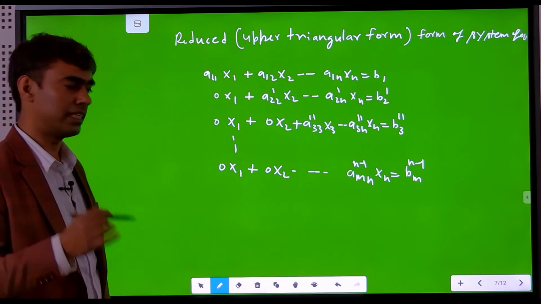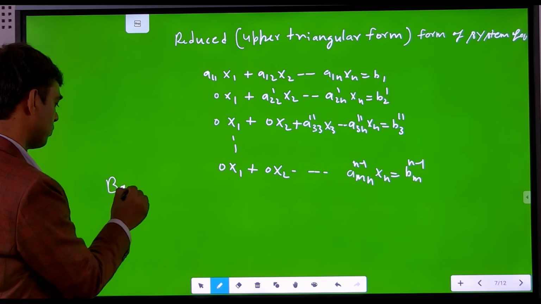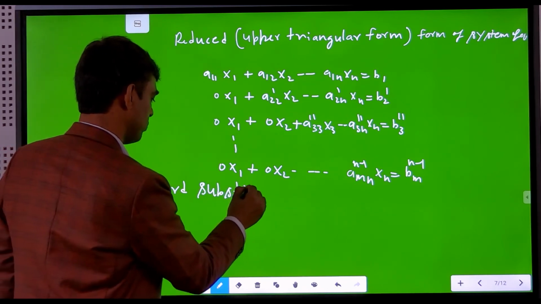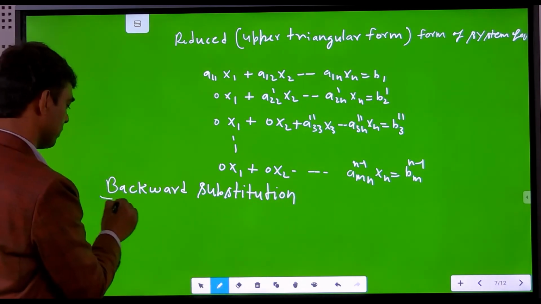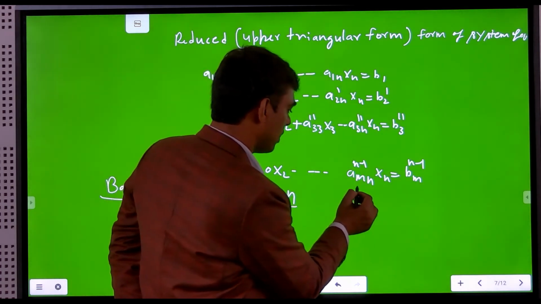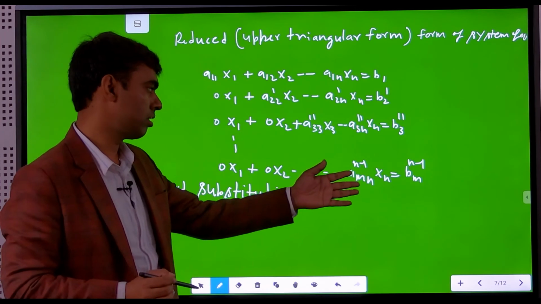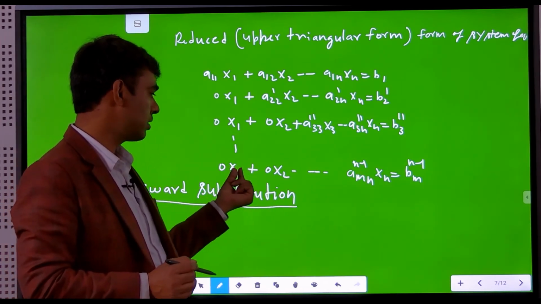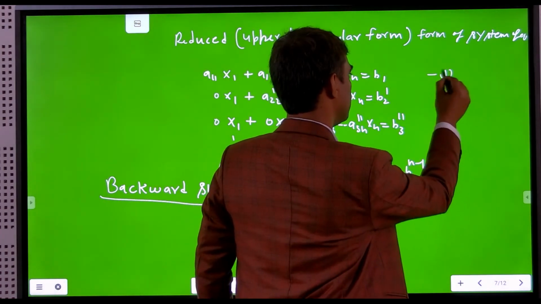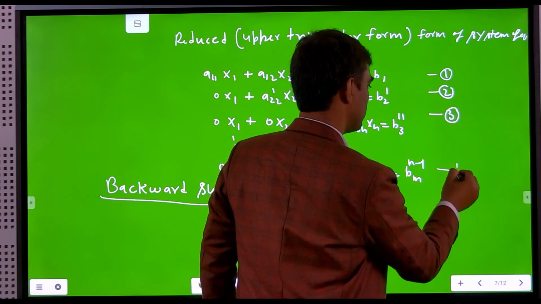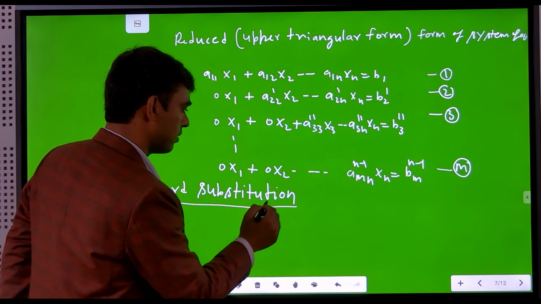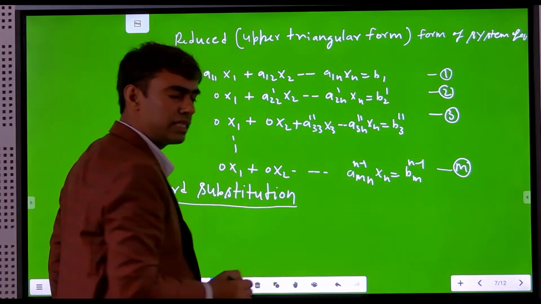Now we perform the second step, backward substitution. If we closely observe this system of linear equations and try to solve the last one, all other coefficients except that of xn are equal to 0. If this is the first equation, this is the second equation, this is the third equation, and this is the mth equation, then with the help of the mth equation we are able to find the value of xn, because there is only one unknown whose coefficient is non-zero.